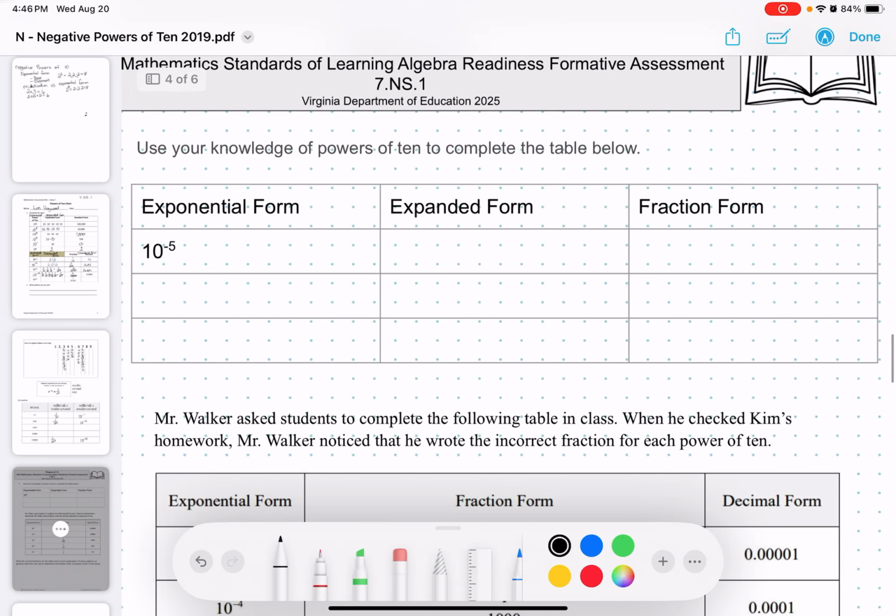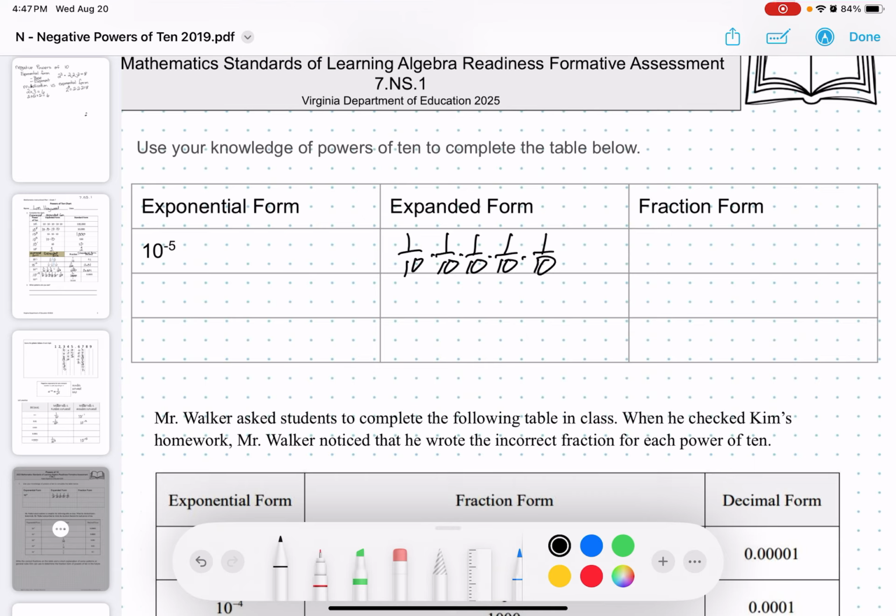So one of the things they're going to be tested on is, can they write these numbers in exponential, expanded, and fractional form? So in expanded, we have a negative exponent. That is 10 to the negative 5th. So that is 1, 2, 3, 4, 5.